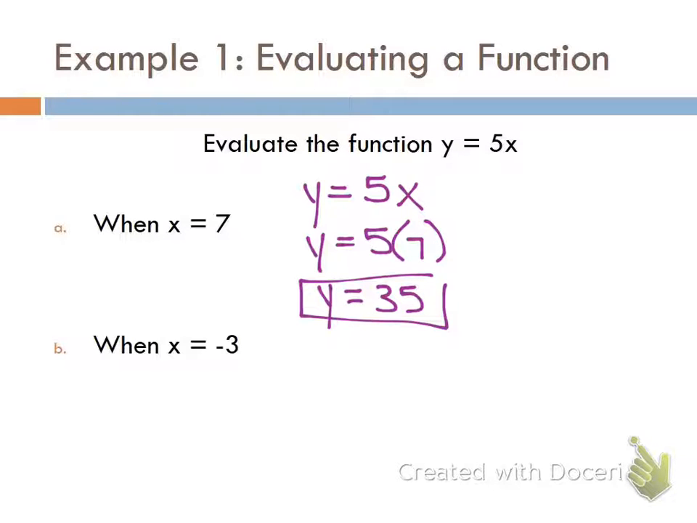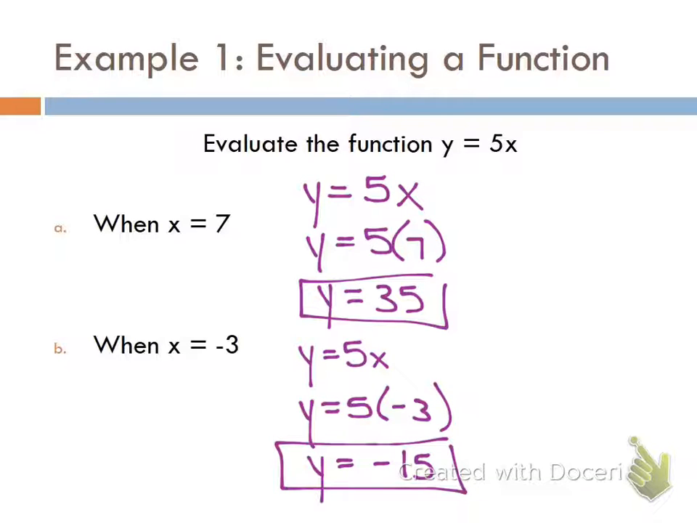Now that you've seen one, I want you to do the next one. We take our function, we make our substitution, and then we get our answer, and that would be our output. So y equals 5 times negative 3. What does y equal? Negative 15. All right, who got it right? Negative 15. Good, more of you. That's on your homework tonight.